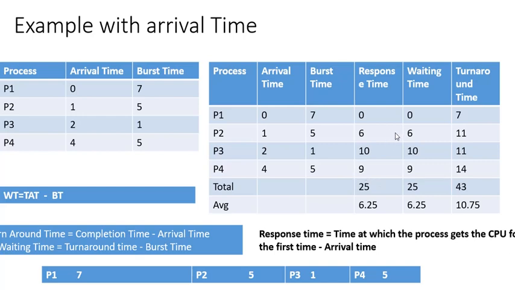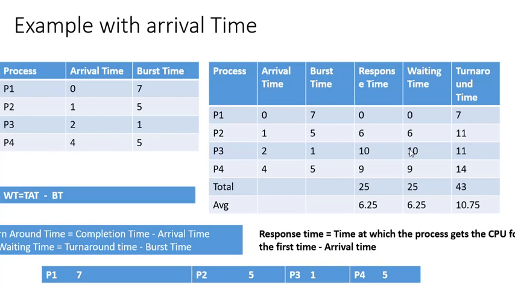Now waiting time. Waiting time is what? For the first process, obviously it will be 0. For the second process, it starts at 6 time, right? Waiting time, that is 6, but arrival is 1. So the first process will complete at 7 units of time, correct? But the second process arrived at 1 unit of time. So 7 minus 1, that is 6.